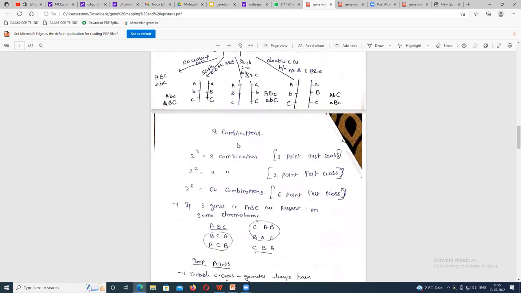So how many combinations do we get with different types of crosses? If it is a 2-point test cross, you write 2 to the power of 2, which gives 4 combinations. If it is a 3-point test cross, 2 to the power of 3, you will get 8 combinations. What do you mean by this power? 2 power 3 means 2 into 2 into 2.